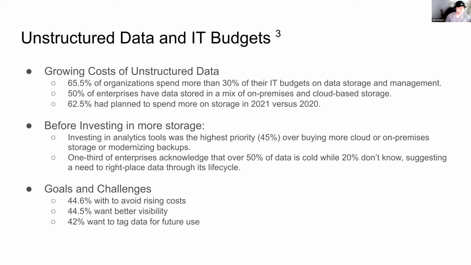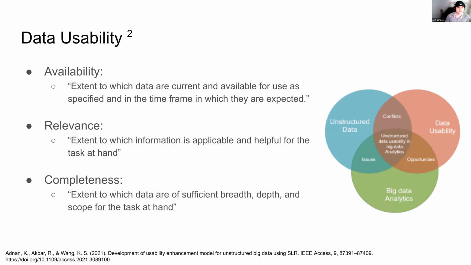As for the goals and challenges for next year, the big goals are avoiding large costs, better visibility of the data they have, and tagging for future use, which includes manual labor. These are the things IT organizations are considering with respect to this survey of 300-plus IT leaders. However, it always comes down to data usability. We know that a lot of the data is not being used, so one of the things we have to address is whether it is usable.